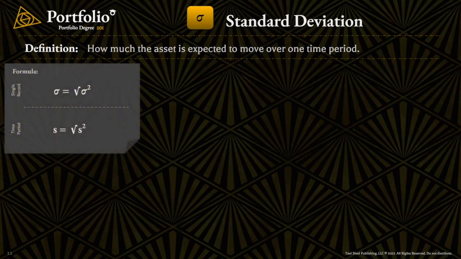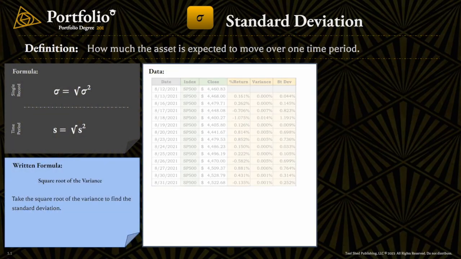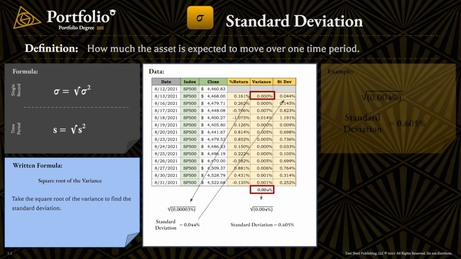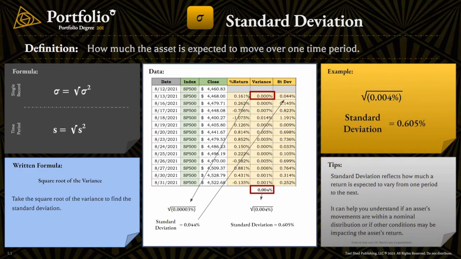Standard deviation is another measurement that helps you understand the risk of an asset, and this is essentially how much the asset is expected to move over one time period. To determine standard deviation, you're taking the variance and taking the square root of it. And then again, doing the same thing for the total population, you just take the variance for the population and take the square root of it. Now, standard deviation reflects how much a return is expected to vary from one period to the next, and it can help you understand how much your assets move within a normal distribution.